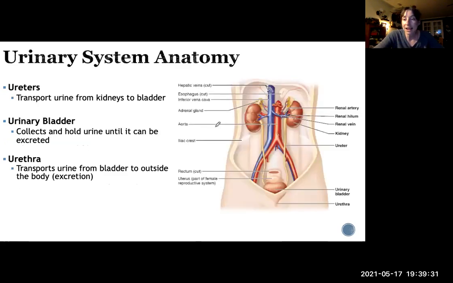Okay, the rest of the urinary system is called the collecting system, and it includes the ureters, which travel out of the kidney from those renal pelvises and carry that filtrate to the urinary bladder, okay? So the ureters carry that filtrate from the kidneys to the urinary bladder. And the urethra is the tube that goes from the urinary bladder to the outside of the body, okay? Some other stuff that we need to know.